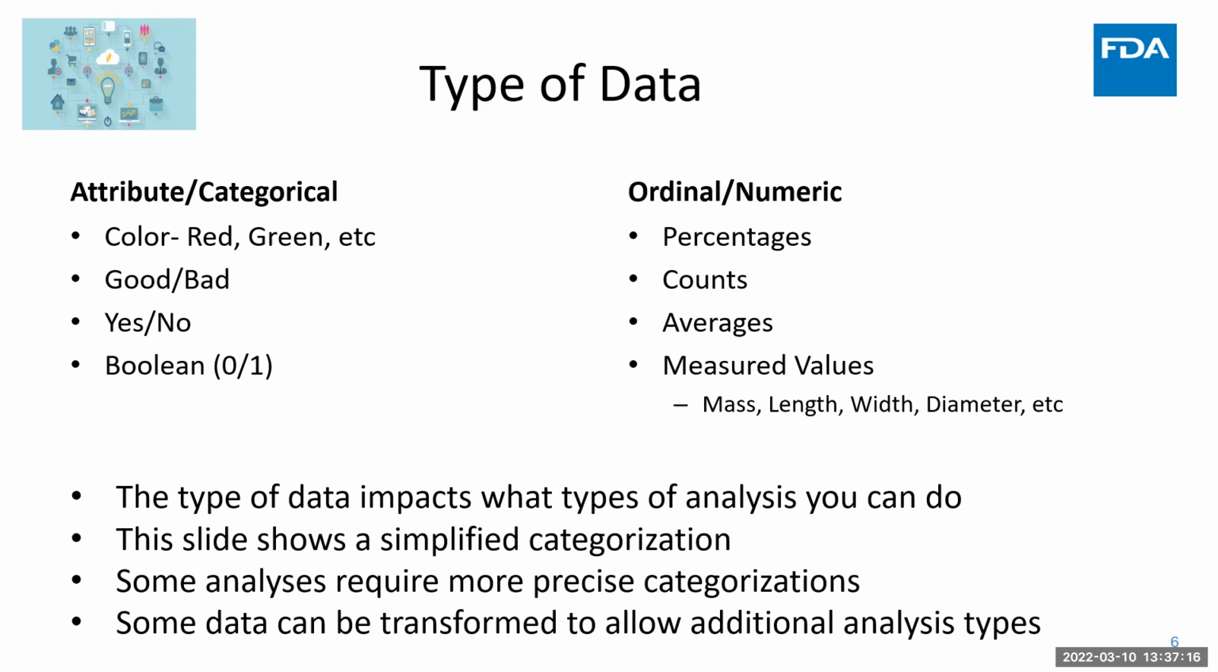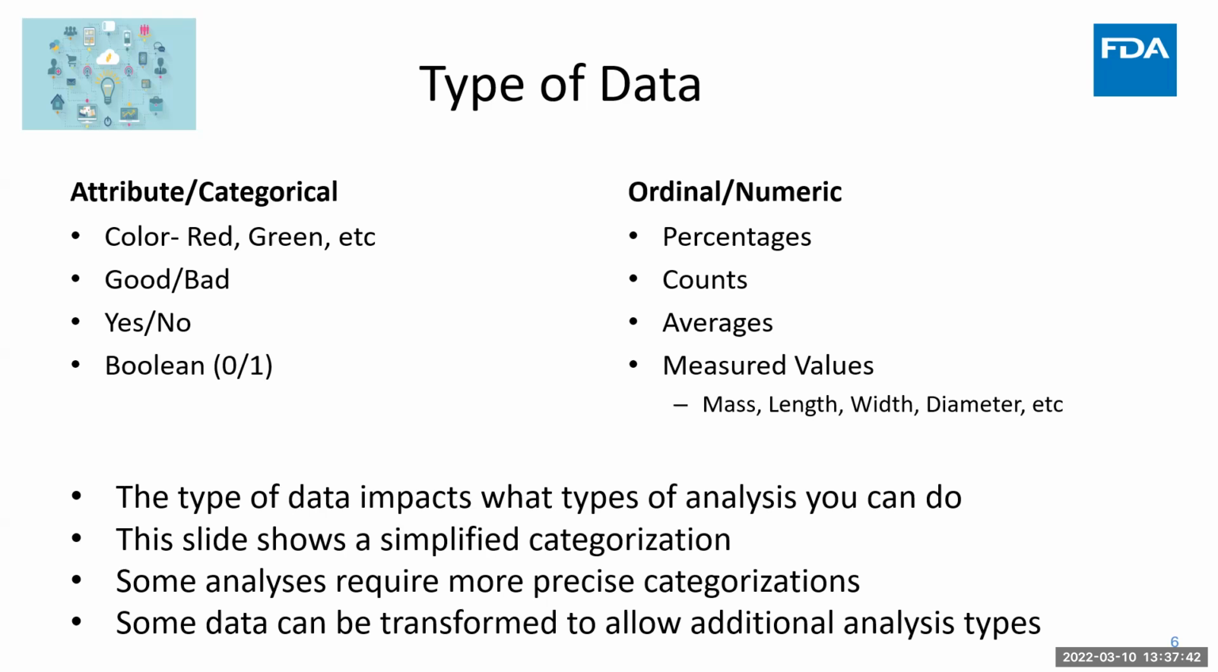So examples of attribute or categorical data include things like color or some quality. Is it good or bad? Is it large or small? And the other type, ordinal or numeric, includes things like percentages, length, width, averages, and it can also be counts.